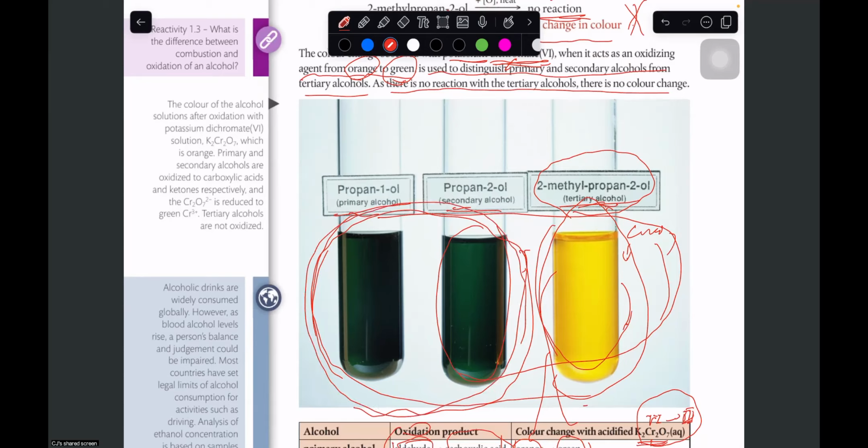The first two kinds of alcohol will react with the dichromate. So it will turn to green from orange. But the third one, the tertiary one, could not react, so it will keep to be orange.